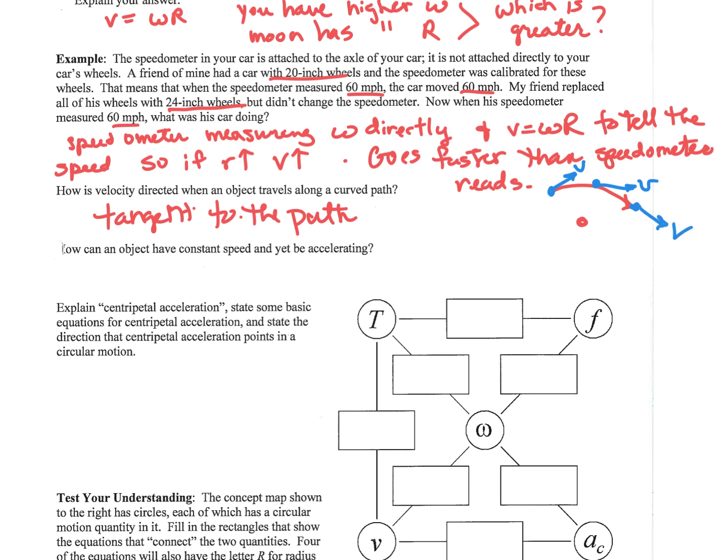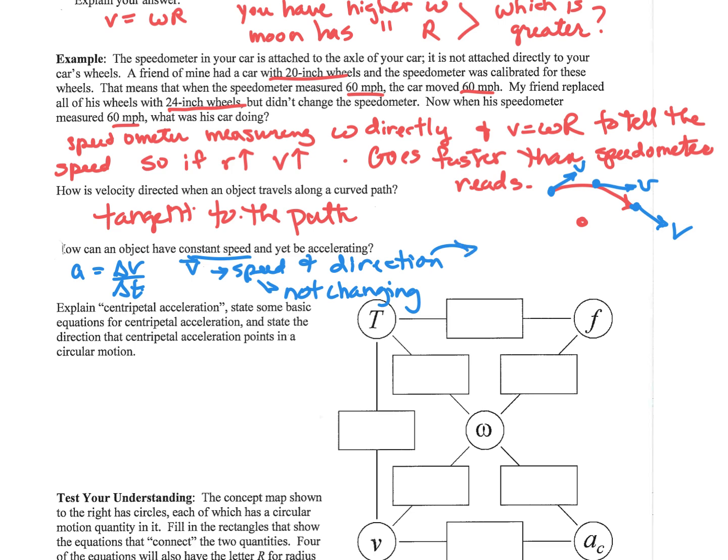So how can an object have a constant speed and yet be accelerating? Well, acceleration is the change in velocity over the change in time. Velocity isn't changing in magnitude because it's got the same speed, but what is changing, and remember, velocity is a vector, it has speed and direction. So while the speed is not changing, look at those vectors. The direction is changing. So this thing does have acceleration.